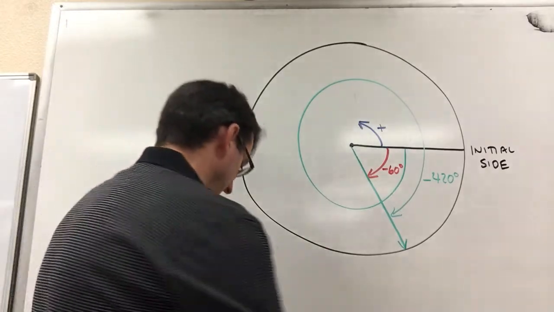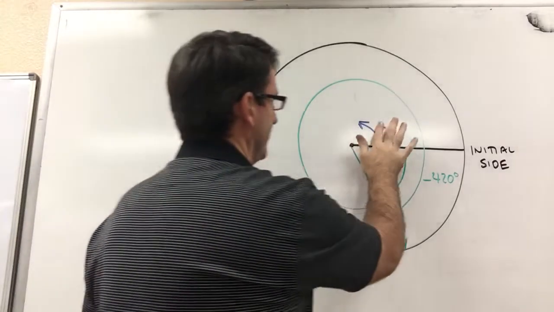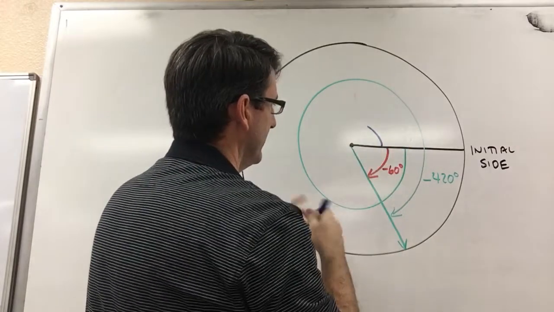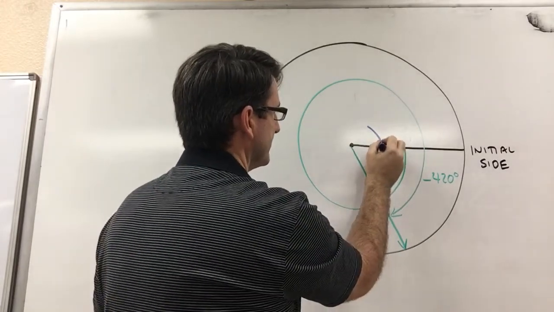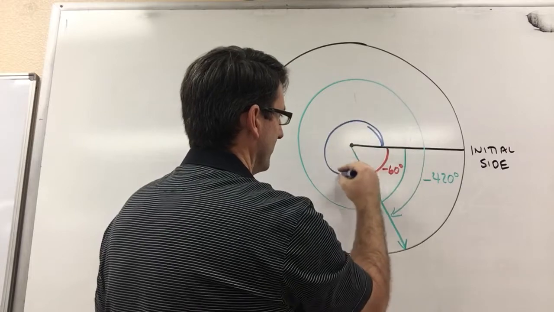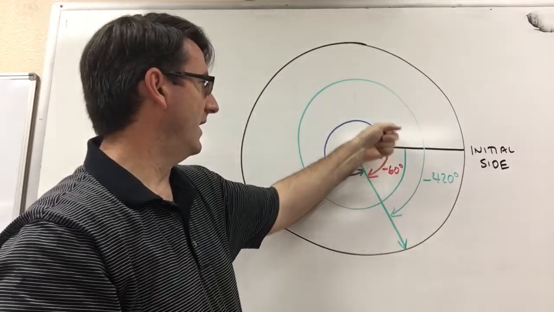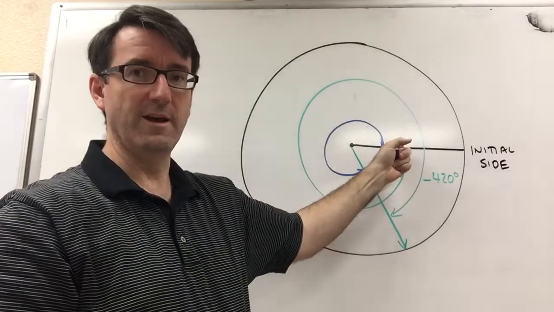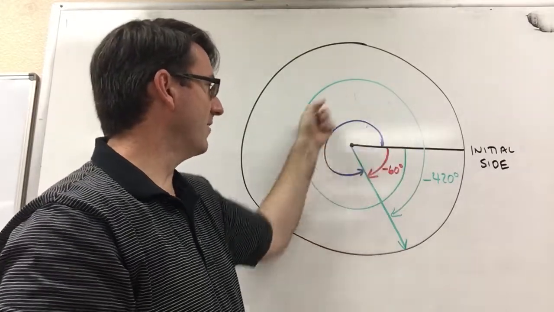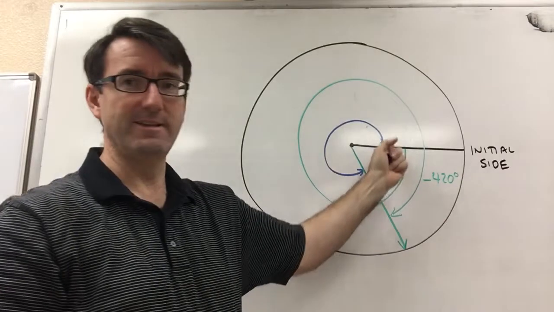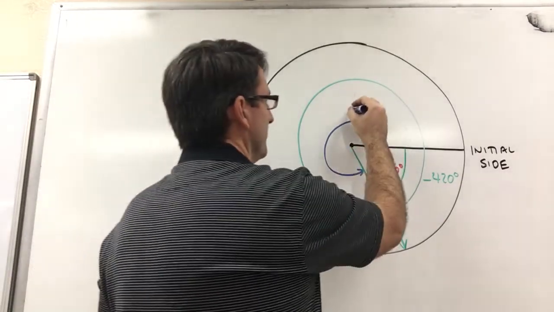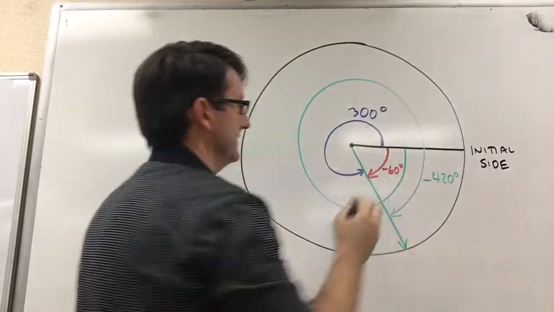And then the other way that we could get to here is if we started at this initial side, we went in the positive direction all the way around to here. And that's going to be, if we went all the way around, that would be 360 degrees. We're going all the way around except for that last 60 degrees. So this is going to be 300 degrees.